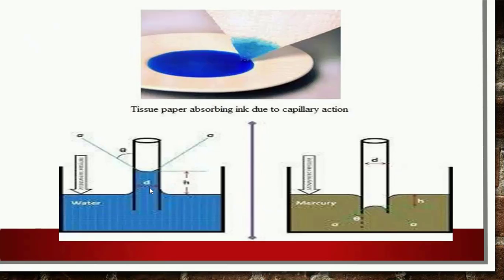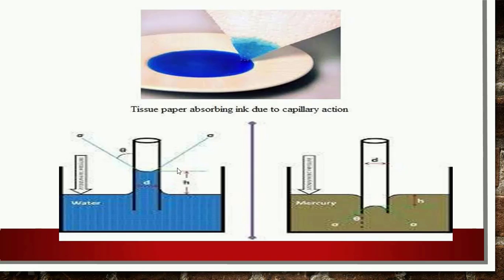This is an example of capillary action. As you can see in this picture, the tissue paper is able to absorb the ink because of the capillary action. Basically, this capillary action is based on wetting and non-wetting phenomena of a liquid with the available surface. This wetting and non-wetting is basically because of the adhesive and cohesive nature.